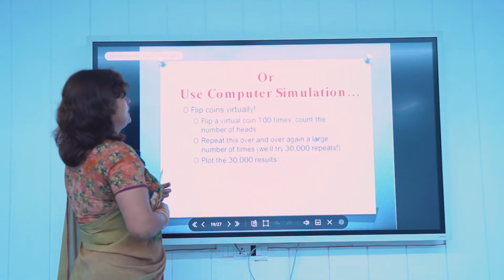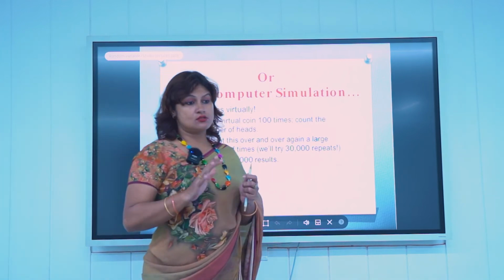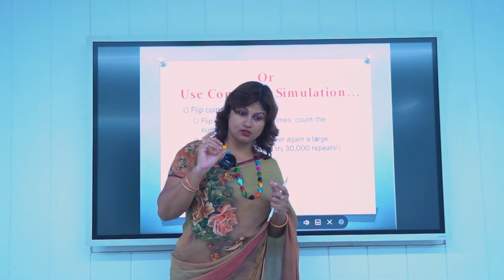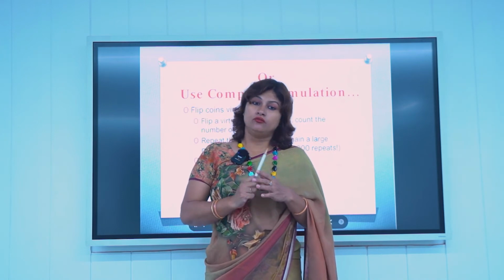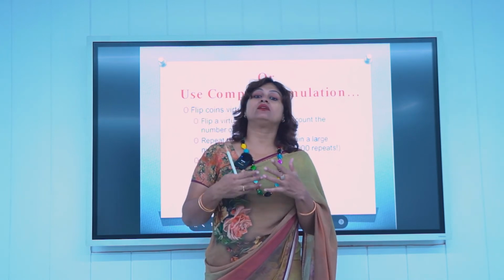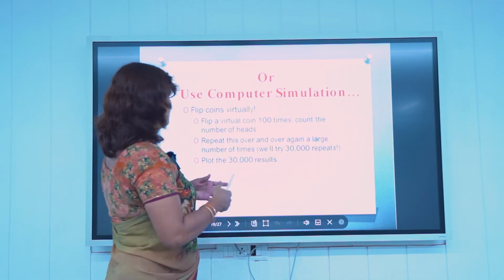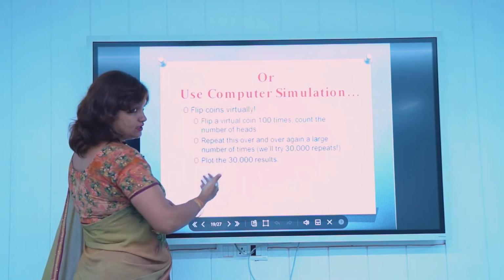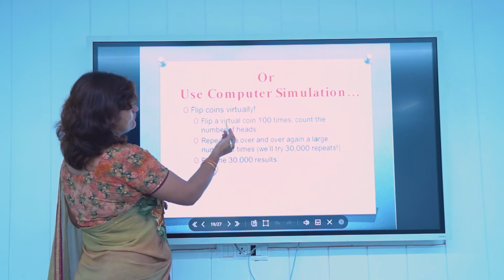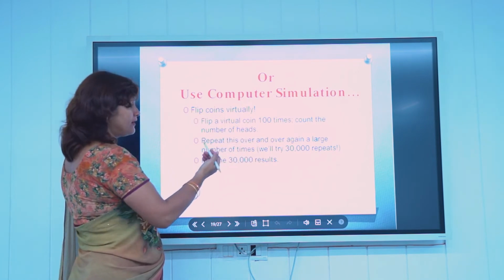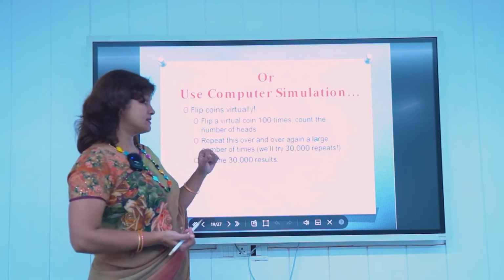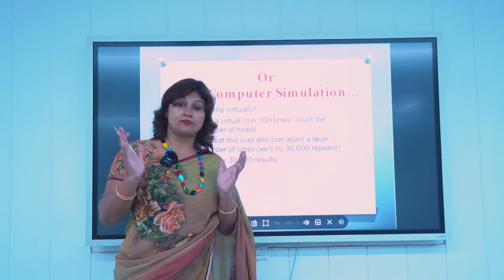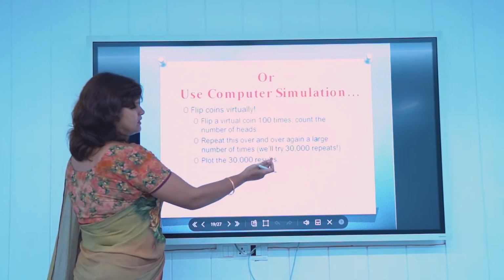So far we are just doing the experiment for a random variable up to 6 only. With the help of simulation, we can create certain results like this. Flip a coin virtually 100 times, count the number of heads. Repeat this over and over again for a large number of times, say 30,000 times. Then plot the 30,000 results.